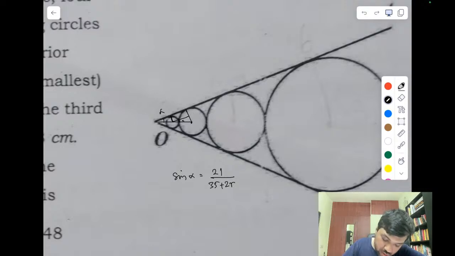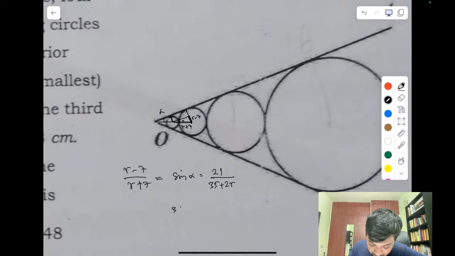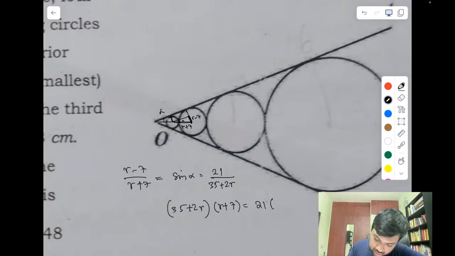So this is r minus 7, this piece here. And this sum is r plus 7. So sine alpha is also r minus 7 by r plus 7. So we can rearrange and get r, is my plan. I don't know how good that plan is. 35 plus 2r into r plus 7. I think we should be able to get it. 21 into r minus 7. Sorry, r minus 7.